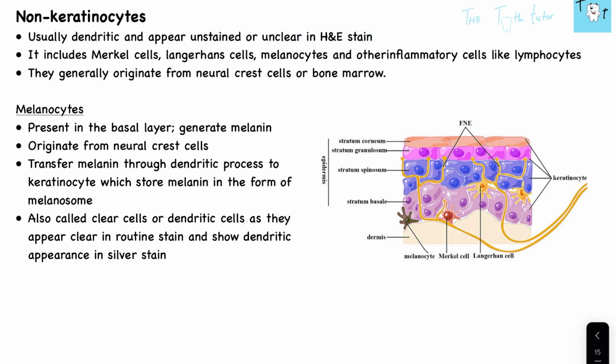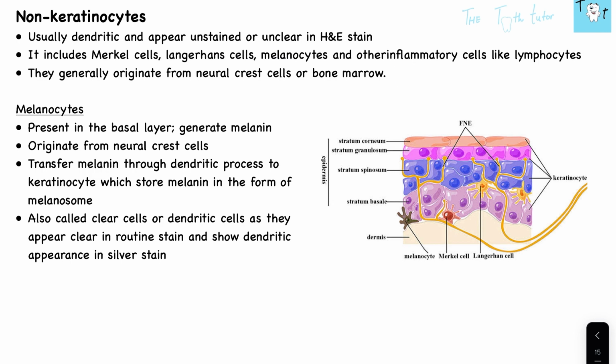Okay, basically there are three non-keratinocytes. There are Merkel cells, Langerhans cells, and melanocytes. Okay, there are other inflammatory cells like lymphocytes. Those are also included in non-keratinocytes, but we don't study them. We only study these three. Okay, and they generally originate from neural crest cells or bone marrow. So that is where they come from. Okay, this is very important also.